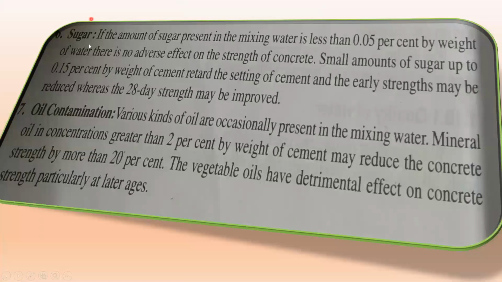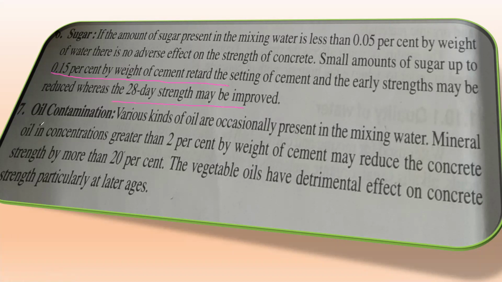Again, if there is sugar, then what is sugar going to do? If the amount of sugar present in the mixing water is less than 0.05% by weight of the water, there is no adverse effect on the strength of the concrete. A small amount of sugar up to 0.1% by weight of cement may retard the setting of cement. That we already saw when we were understanding the chapter on retarders. We have seen that if you add sugar, then there is a delay in the setting of concrete. And if the sugar is there in the water, obviously again there is a delay in the setting. The same thing is mentioned here, that 0.15% by weight of cement retards the setting of cement, and early strength may be reduced, whereas later strength may be improved.